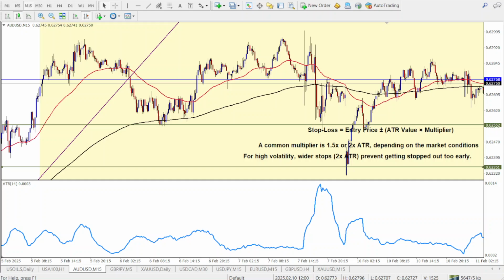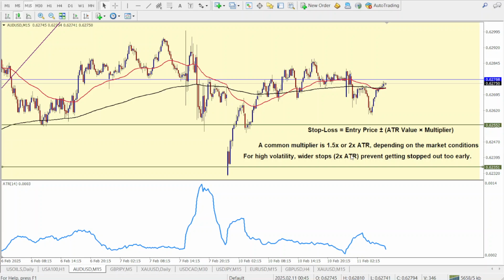Then next, setting a stop loss too tight during high ATR periods. Adjust your stop loss based on market conditions. And finally, do not ignore ATR spikes. When ATR suddenly increases, expect big moves ahead. Avoiding these mistakes will help you use ATR more effectively in your trading strategy. And that is it, traders. Now you know exactly how to use the average true range indicator to trade more effectively, set better stop loss levels, and adapt to market volatility.